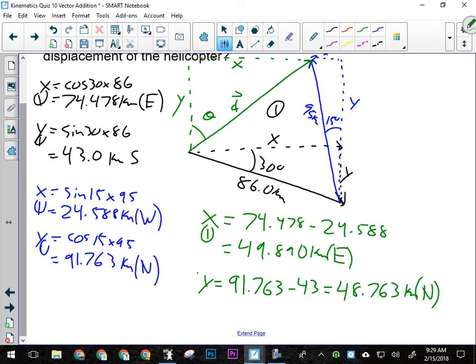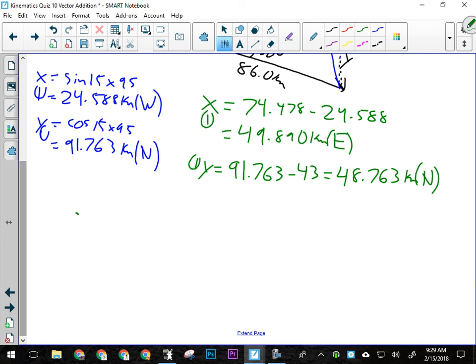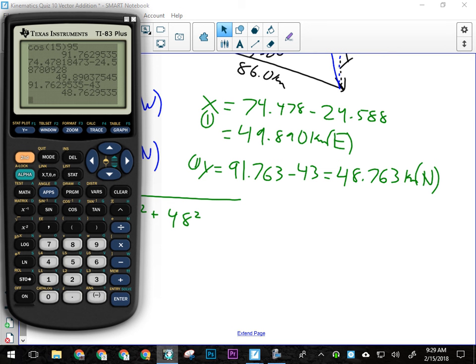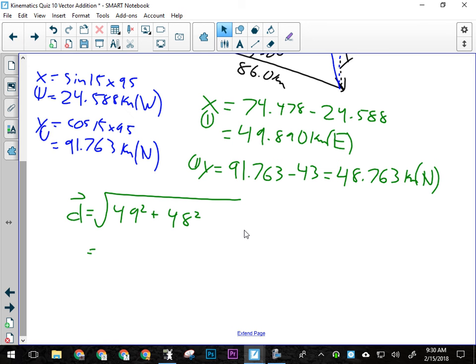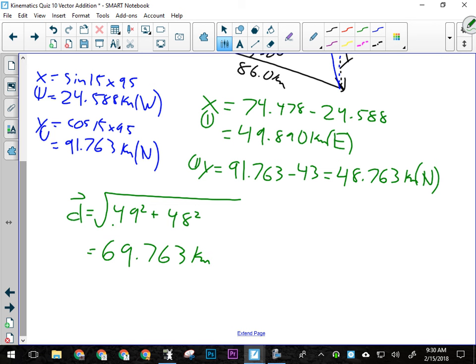Now that I've got those numbers, that's a mark there. Then I've got to do a Pythagorean theorem calculation to get the overall displacement. So that'll be 49 squared plus 48 squared, obviously with all the decimals in there. All right, so we got 69.763 kilometers. 1 mark for that step.